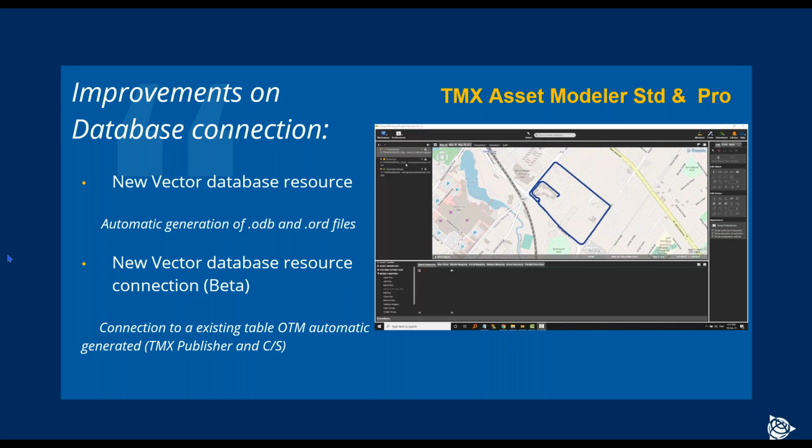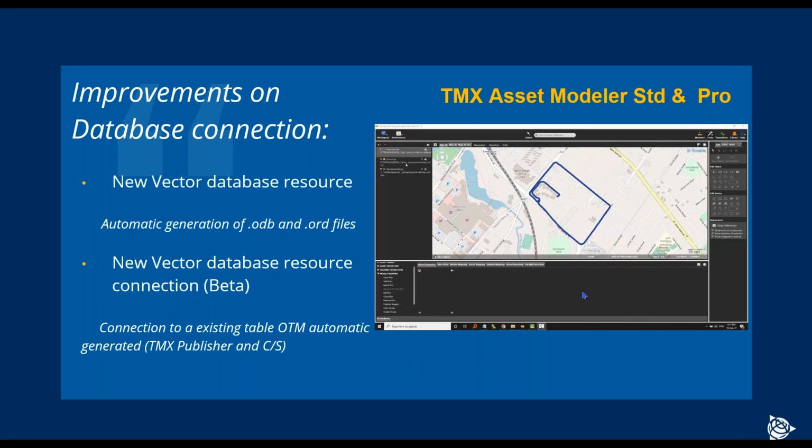And now the workflow has been simplified. Now you have an option to not only create the layers and merge and manipulate them in a manual way, but there are also two enhancements. I love them. It's a new vector database resource and a new vector database resource connection. That means you could create the layer, and already during the creation, you could place it in an existing database. Less clicks, less manual work, and whatever is extracted in Trimble MX software will be stored and updated in the current database your organization is using.